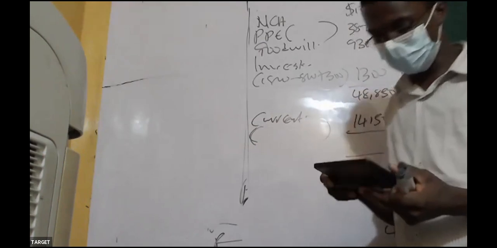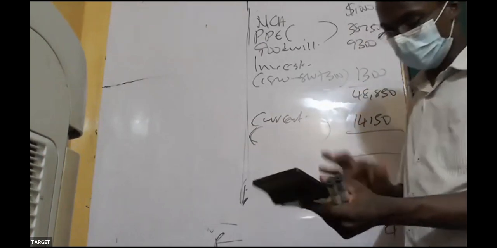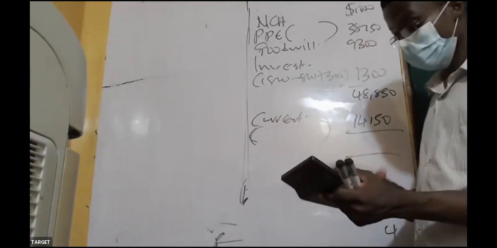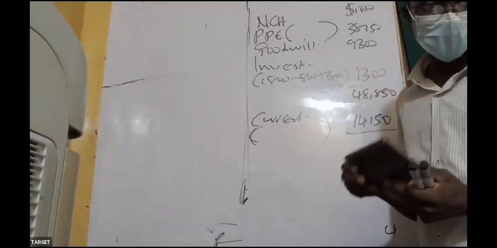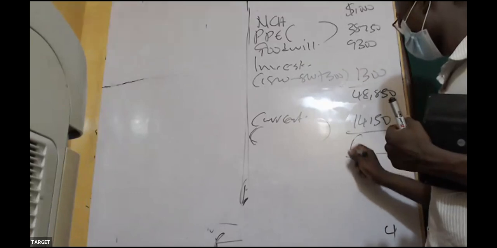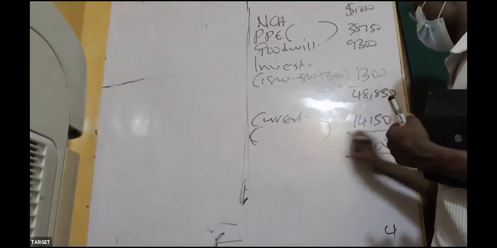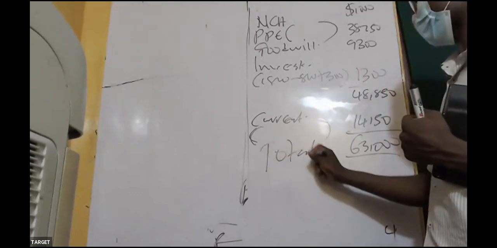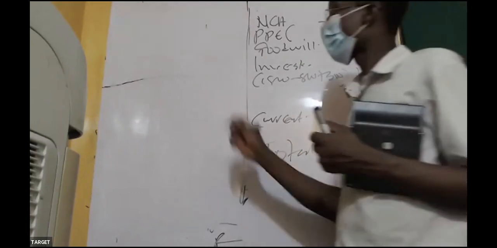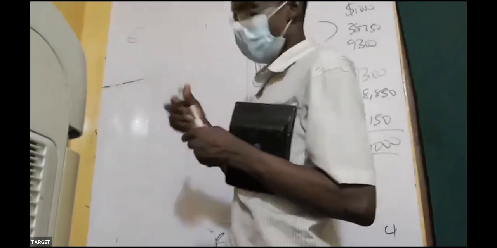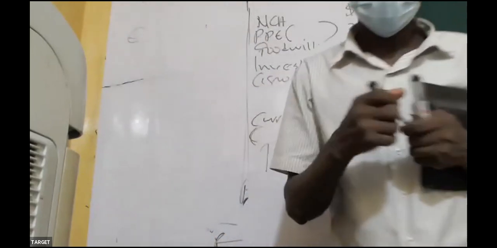Total assets. Let's go. 14,150 plus 48,850. Answer 63,000. Agreed. Yes. Okay, so the total asset is 63,000. Now let's go to equity quickly. Equity section, and then we are almost done.